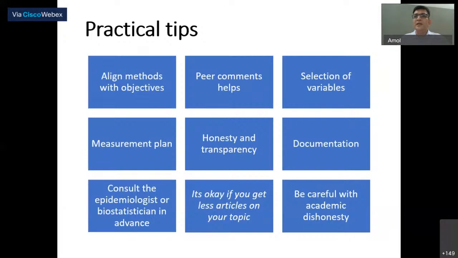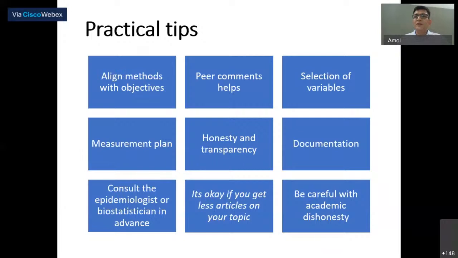Third thing to keep in mind, select good variables. Take help of your guide and your peers, because to select variables, you need an eye. You need a kind of theoretical sensitivity. Have a good measurement plan and do it strictly, carefully, and systematically. Be honest and transparent, right? Do the documentation of everything that you do. That should be there in your questionnaire, so that if anybody wants to do an audit and check what you have done so far, they should have access to those documents.